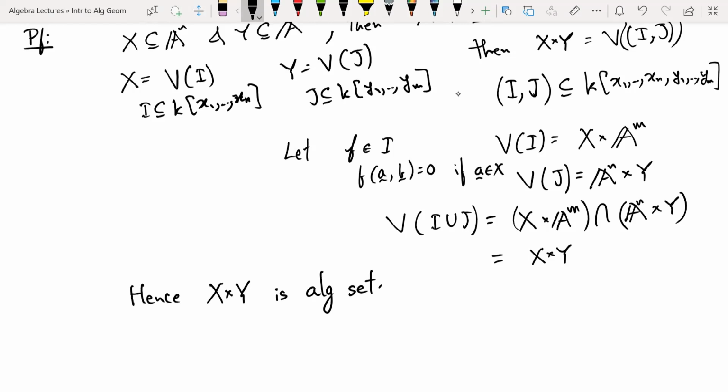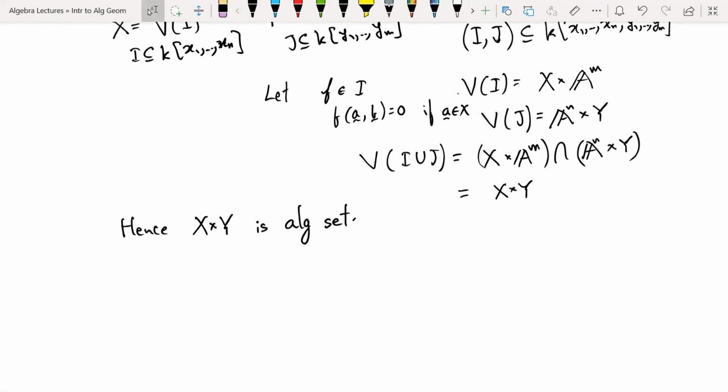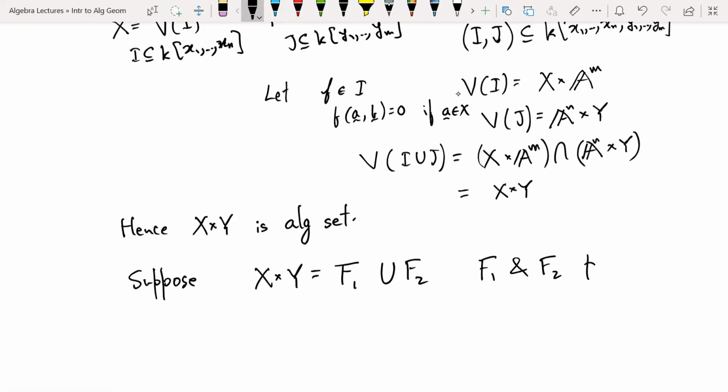And we want to show that this is irreducible. So this is where the main topology comes in. So suppose X cross Y is equal to the union of two closed sets, F1 union F2, F1 and F2 proper closed subsets of X cross Y in the subspace topology.